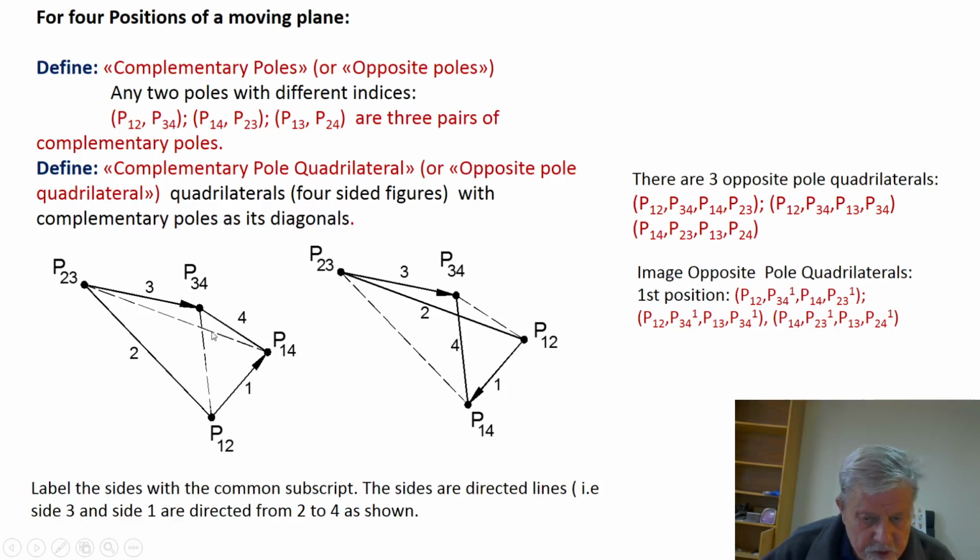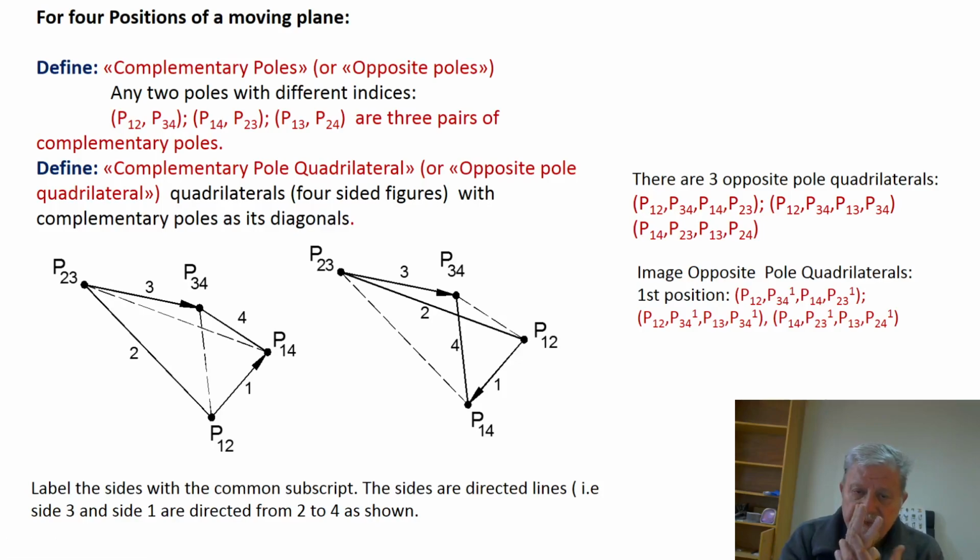So in certain cases, the quadrilaterals may be twisted, as you see in this case. This is side 2, this is side 4. These are the 2 diagonals: P34, P12, P23, P14 are the diagonals. So again, you have to define the directions as shown. This is important.